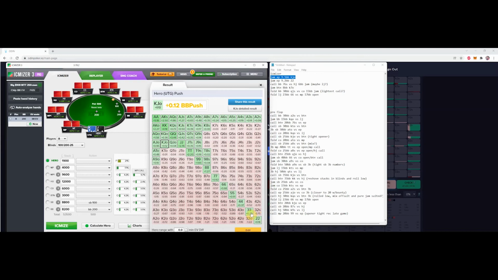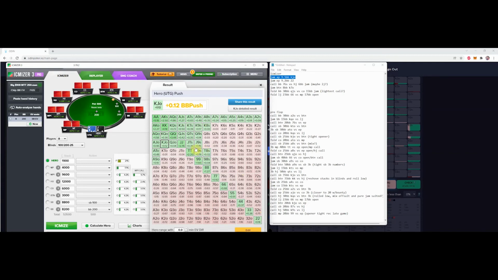So I think something closer to pocket threes or pocket fours plus. King Ten suited, Queen Ten suited, Jack Ten suited, all these are pretty valuable. Probably even Jack Nine and Ten Nine suited are winning a little bit more than King Jack, but I think all these spots are pretty thin here.